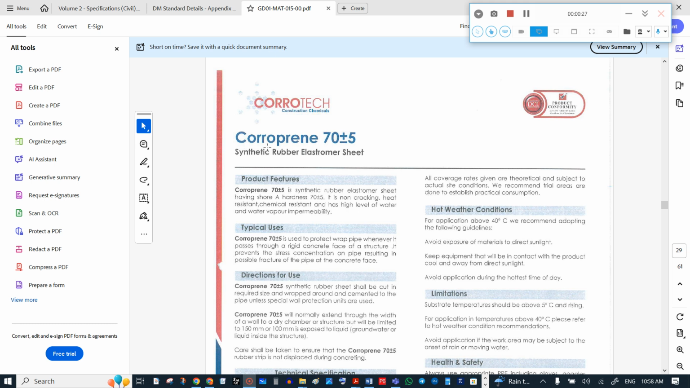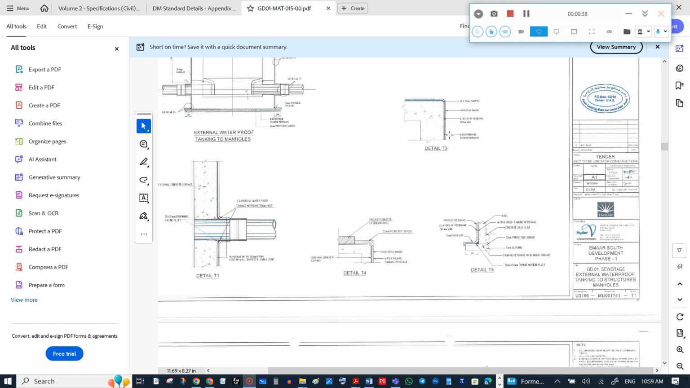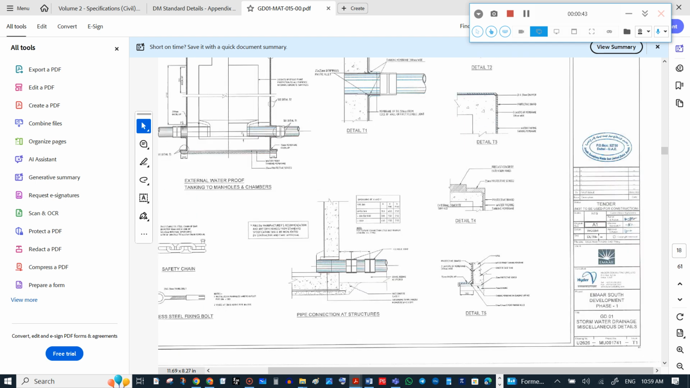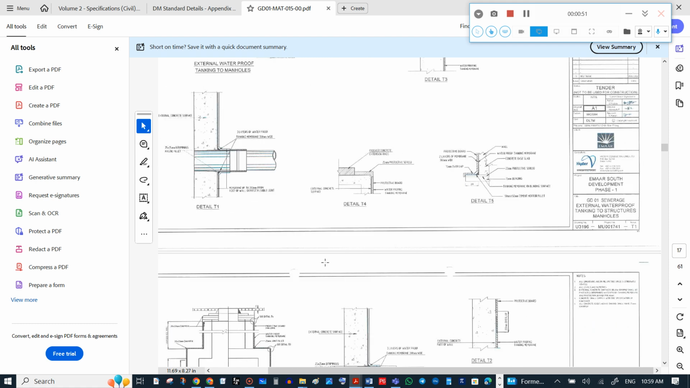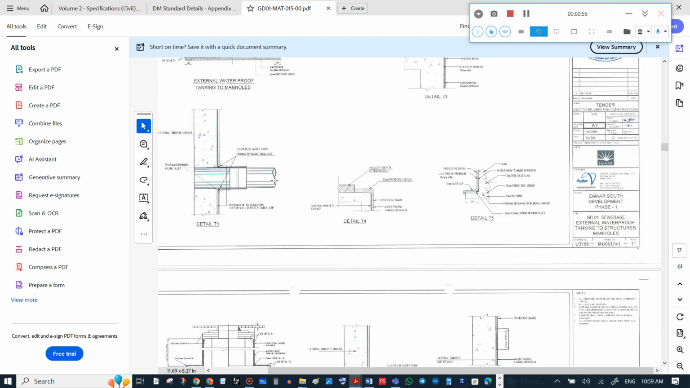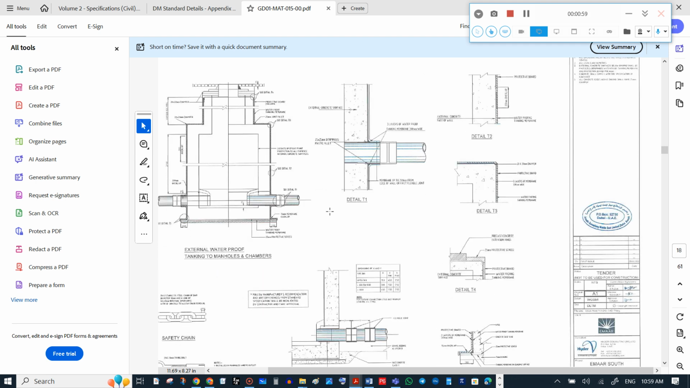It is for Corroprene 70 synthetic rubber elastomer sheet. It is used in both sewerage and stormwater, where the pipe is passing through the concrete phase. So these are the two drawings, and this is the area where it is provided. So this sheet we are mentioning.